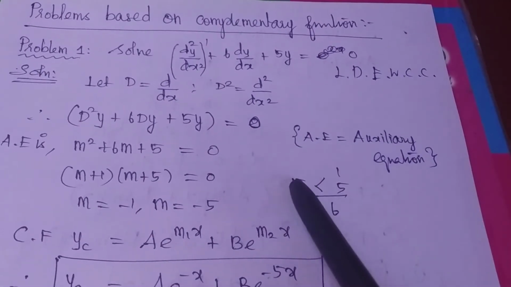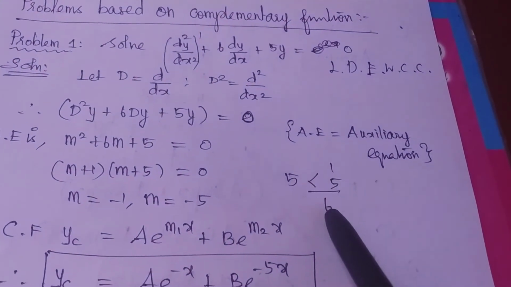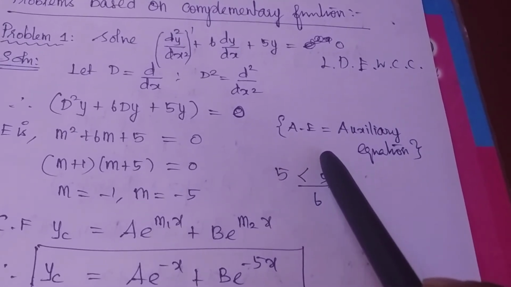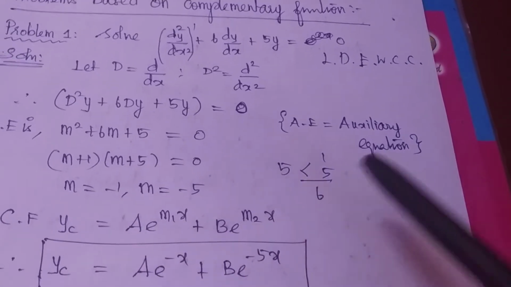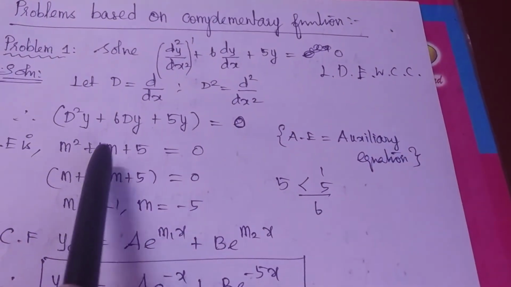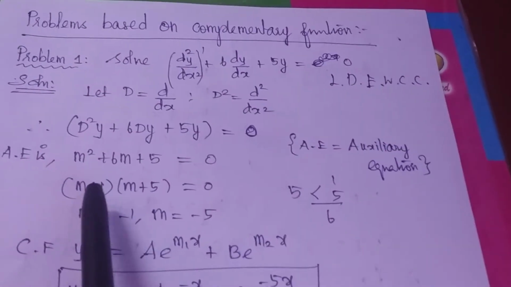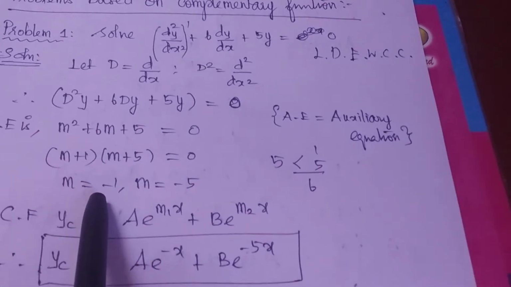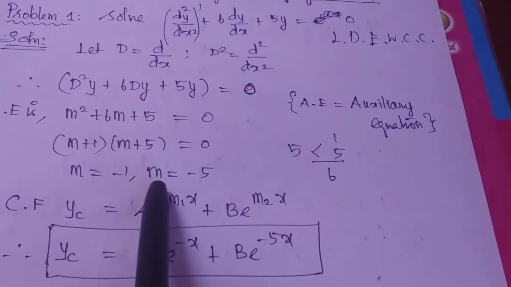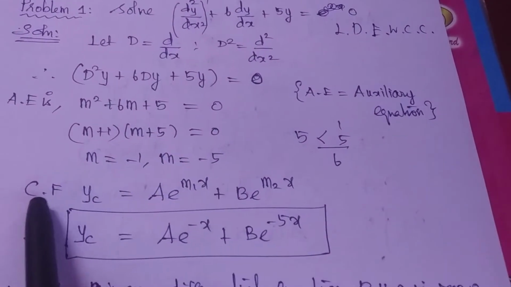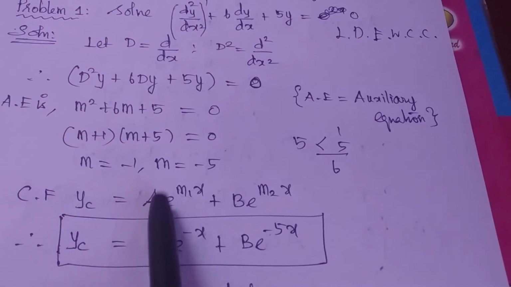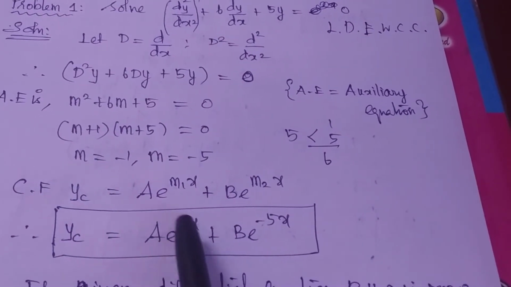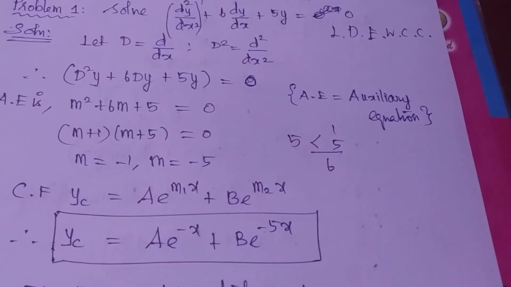1 into 5 is 5, and 1 plus 5 is 6. The product of the two numbers is 5 and the sum is 6. You get m plus 1, m plus 5 equal to 0. These are called the factors, and the roots are m equal to minus 1 and m equal to minus 5. The complementary function is yc equal to a e power m1x plus b e power m2x, that is, yc equal to a e power minus x plus b e power minus 5x.